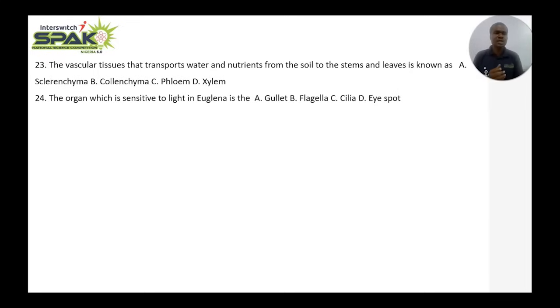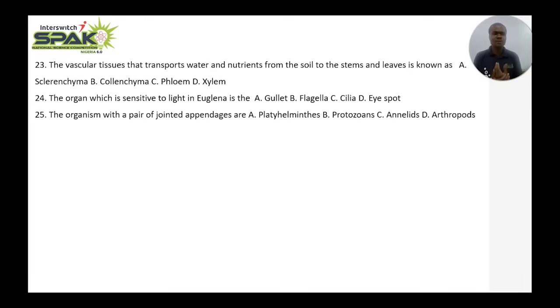The organ which is sensitive to light in Euglena is the A, gullet, flagella, cilia, eye spot. The eye spot of Euglena is sensitive to light and helps them to migrate to where there is light so that they can start the process of photosynthesis, where they can begin to manufacture their own food. So the organ that is sensitive to light is their eye spot.